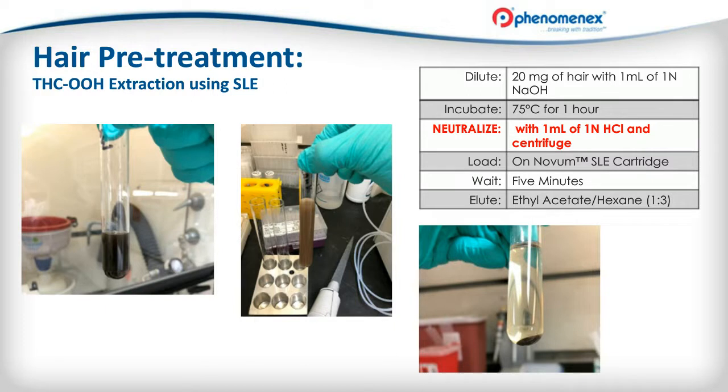The part that I'm getting to for troubleshooting this method, typically what you'll do for a hair method following a NIST publication is 20 milligrams of hair with 1 mL of 1 normal sodium hydroxide, incubating for 1 hour at 75 degrees C. So that's the first picture on the left.